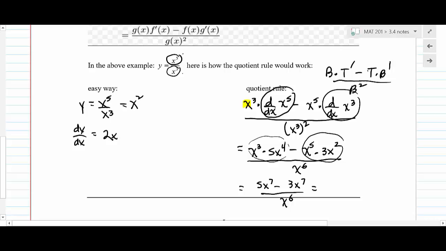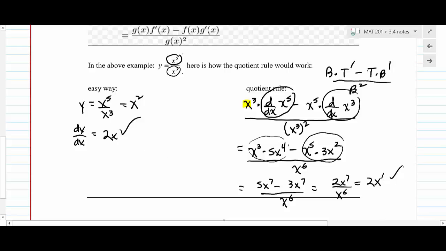Okay? Well, the like terms are in the numerator. So what you have is 5 minus 3 is 2x to the seventh over x to the sixth. Are you going to get a 2x out of that? Yes. Yep, definitely. Because all you're doing is just subtracting those exponents. 7 minus 6 is 1. So, yeah, you get 2x.